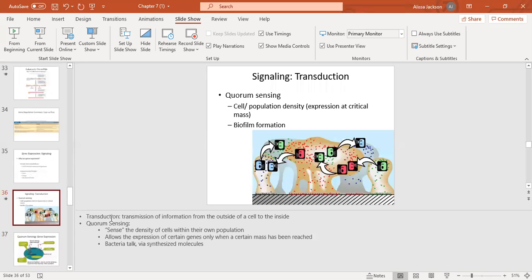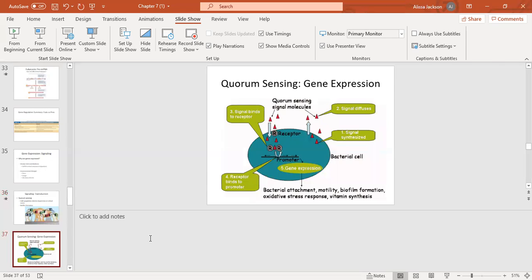Quorum sensing. This is what allows bacteria to sense their own density. It's their way of talking to each other with their little inducer molecules that they make and secrete into the environment, right? And so they can coordinate collective gene expression so that they all coordinate a response at the same time.